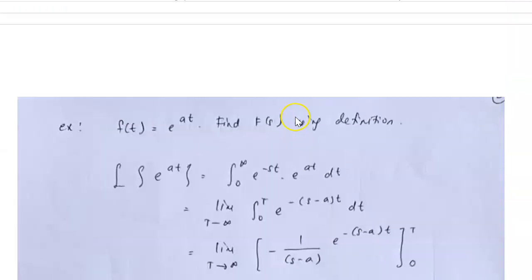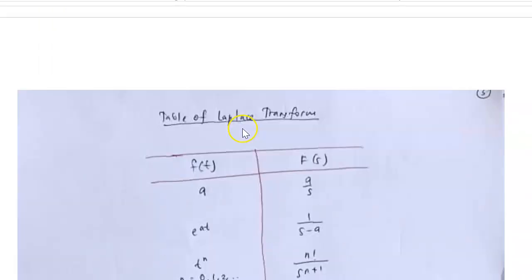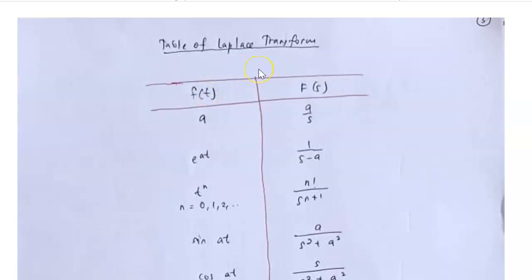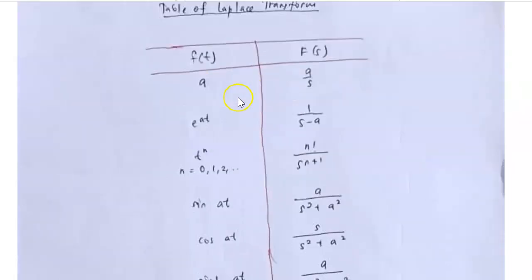So actually bila ada beberapa jenis of function, dan kita use definition, kesimpulannya kita boleh bentukkan dia dalam satu table, table of Laplace transform. So when f(t) equals a, then the Laplace transform will be a over s. Means a tu ialah any number. Means f(t) 2, F(s) dia ialah 2 per s.